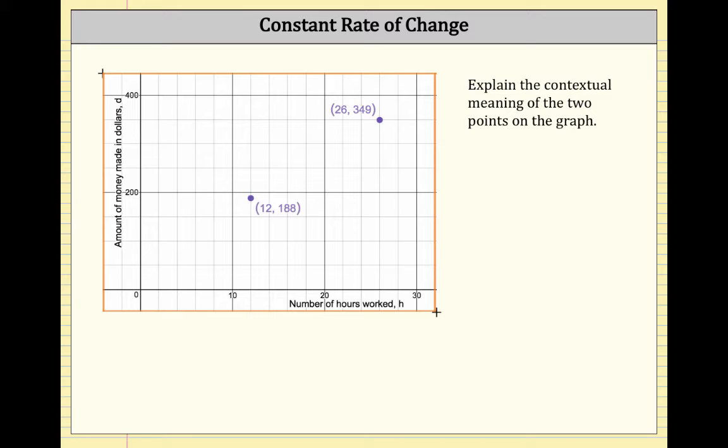So let's think about this carefully. We know that the first coordinate has to do with the input value, and the second coordinate has to do with the output value. So the input is the number of hours worked, and the output is the amount of money made. So in the first case, the 12 must mean 12 hours. And what I mean by the first case is the first point. So the 12 must mean 12 hours, and the 188, which is part of that coordinate, must mean the amount of money made, which is in dollars. So in fact, (12, 188) means that if I work 12 hours, I am paid $188.